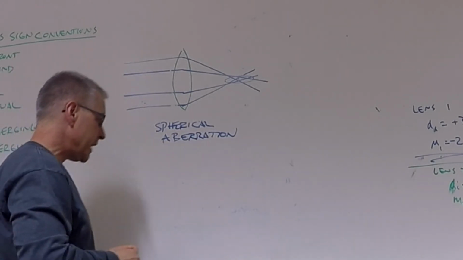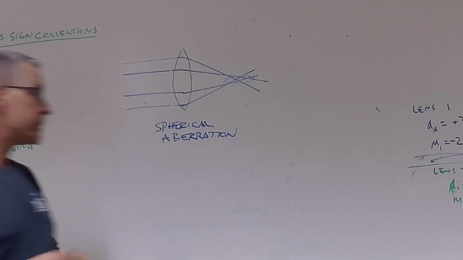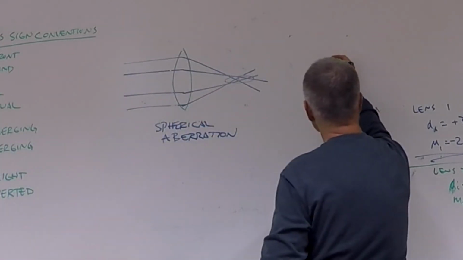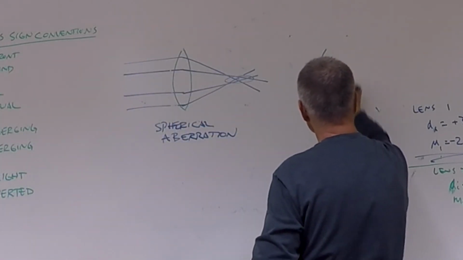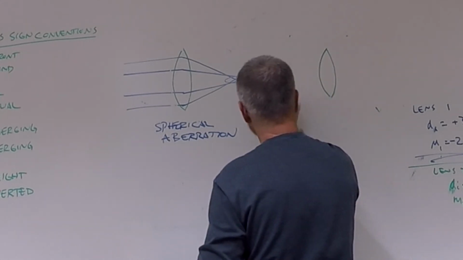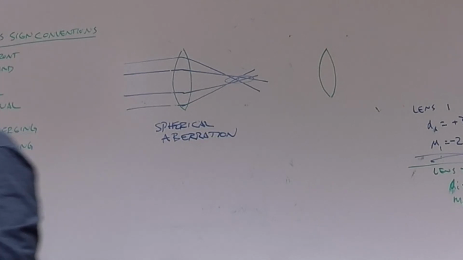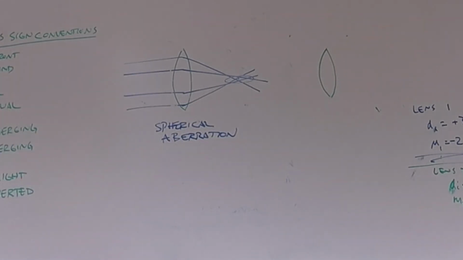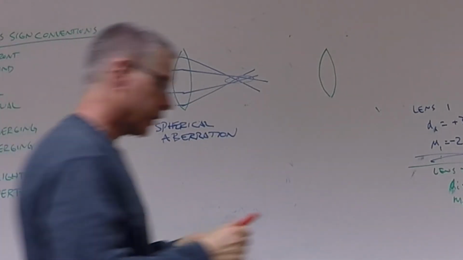And the other major aberration you run into is this one. Is if I look at light coming into a lens that's not monochromatic.